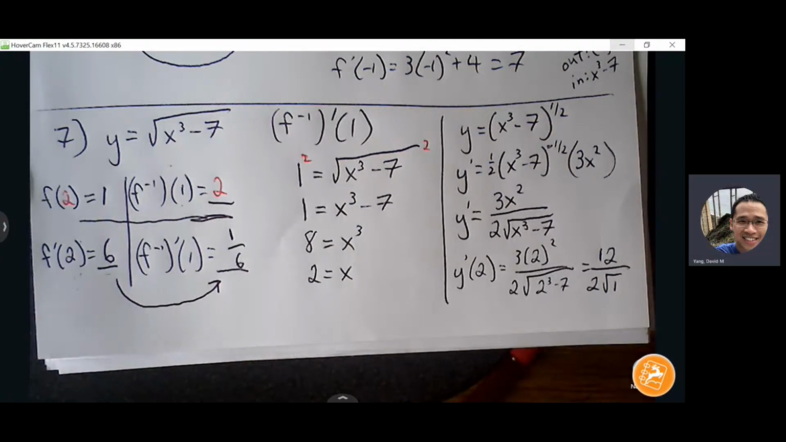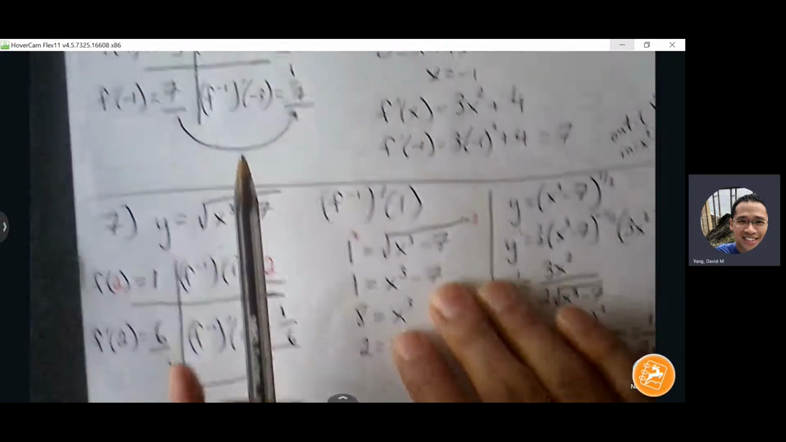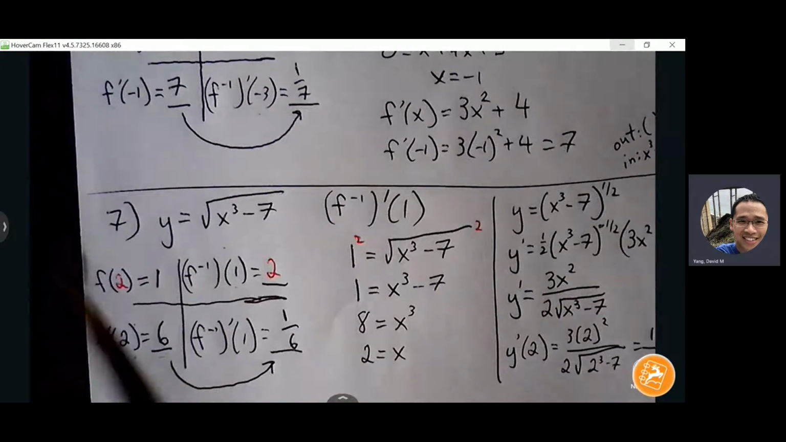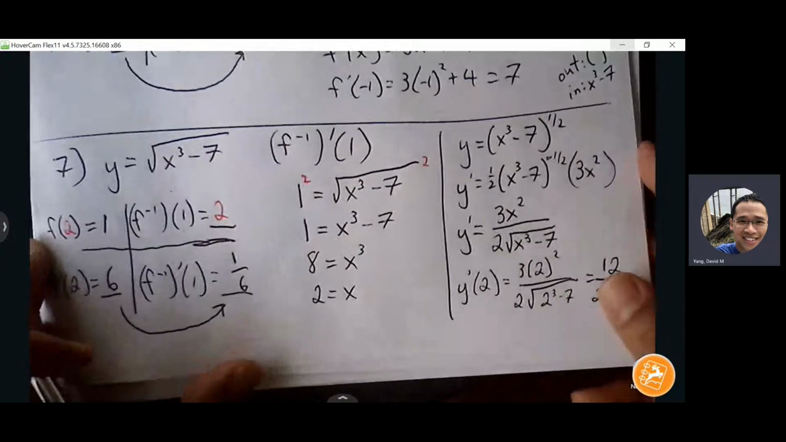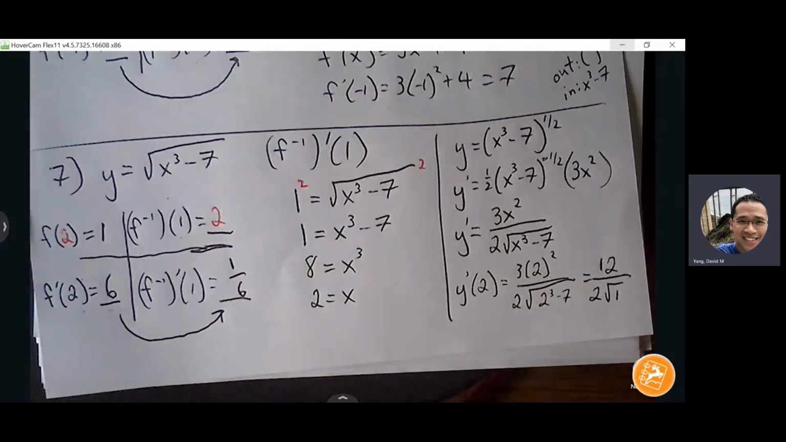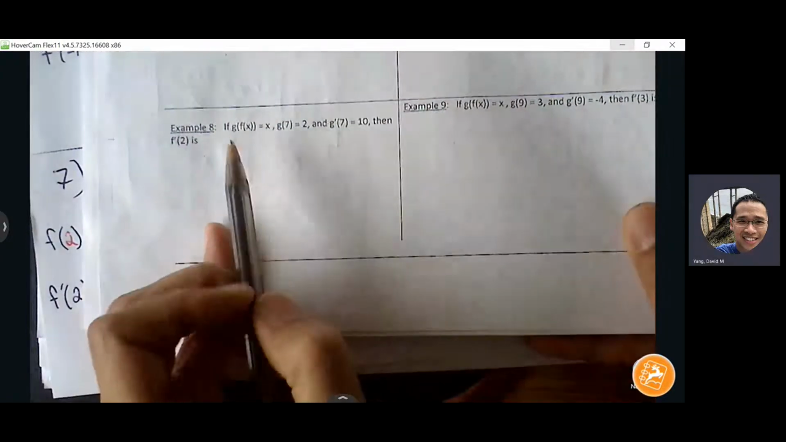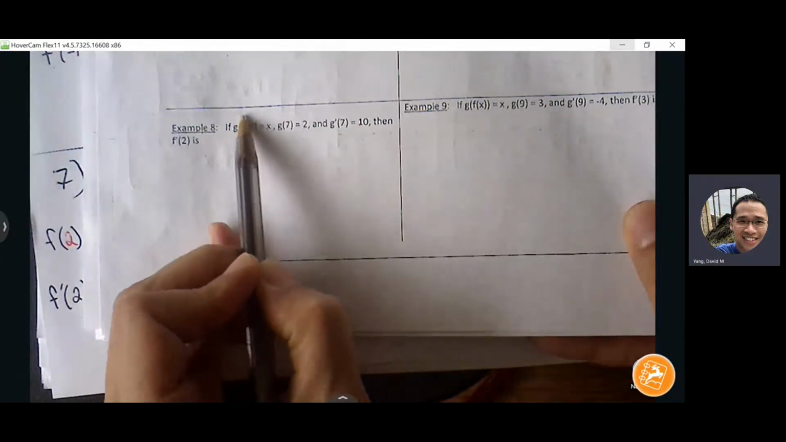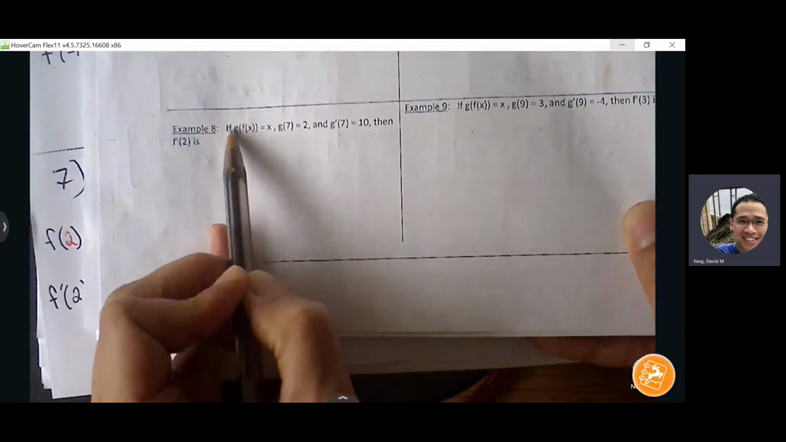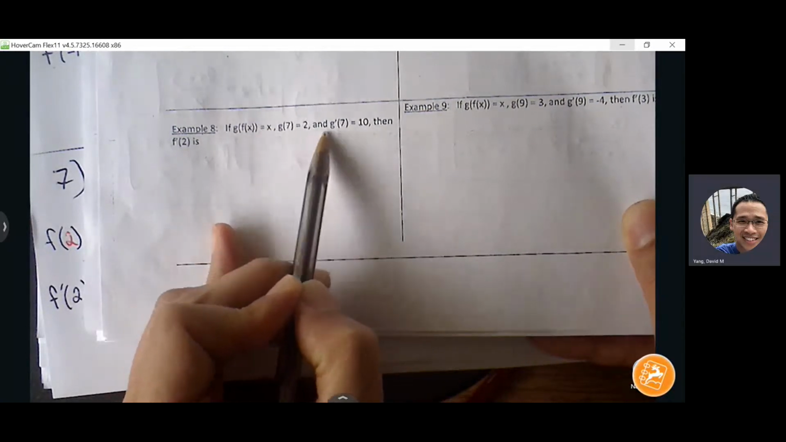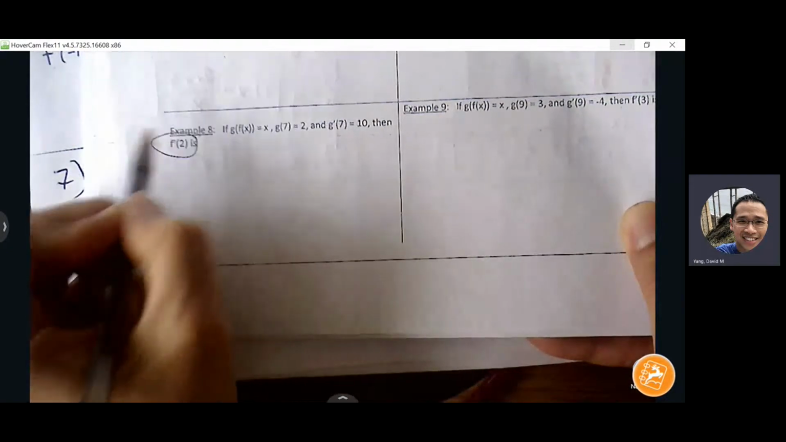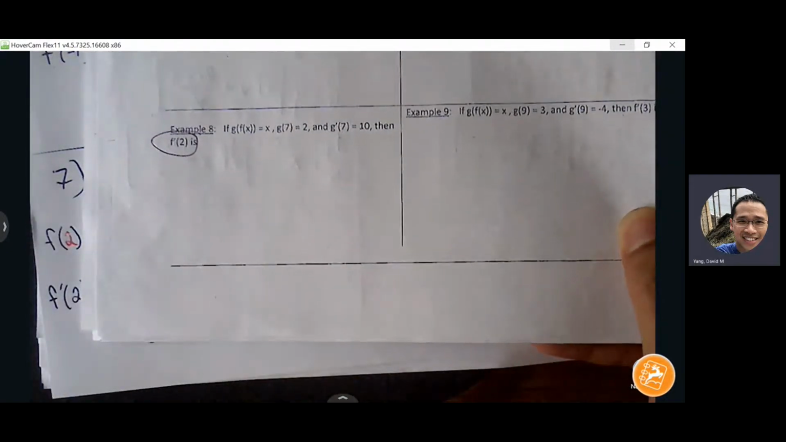Okay, examples 8 and 9 are easier because if we just go through our chart, we can just fill in whatever is missing and then arrive at our answer without having to do much math. Okay, so let's look at 8 and 9. So example 8, this g of f of x equals x indicates that g and f are inverses of each other. We have some information given, and then we have our goal. Our goal is to find f prime of 2.